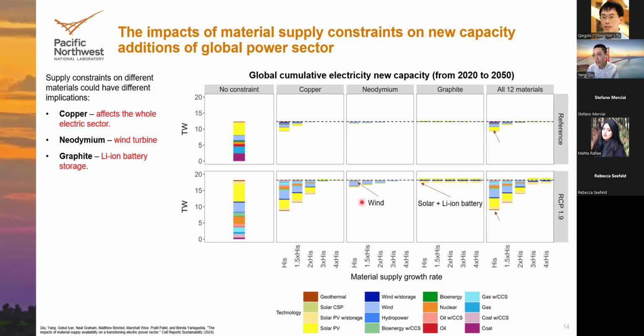But other materials, for example neodymium and graphite, are typically used in specific technologies. Neodymium is mainly used in wind turbines as the supermagnet. So you can see when neodymium is constrained at the historical growth rate, wind turbines are the main technology that will be affected. Similarly, graphite is mainly used in lithium-ion batteries. So when graphite is constrained, lithium-ion batteries will reduce their capacity in the power system.